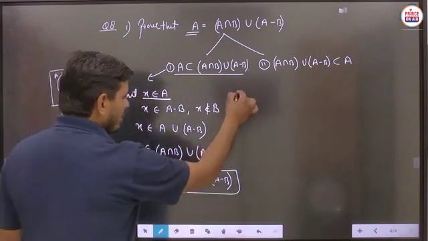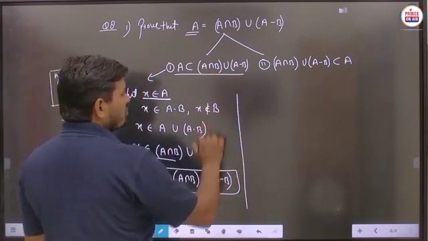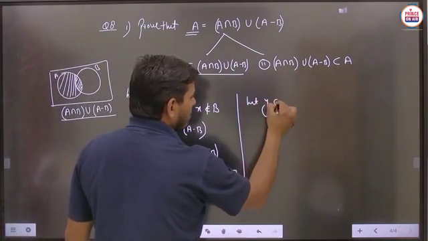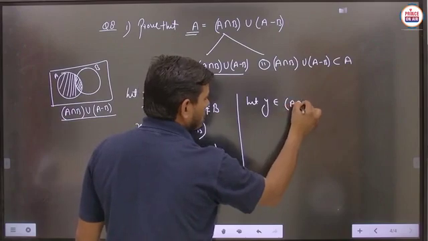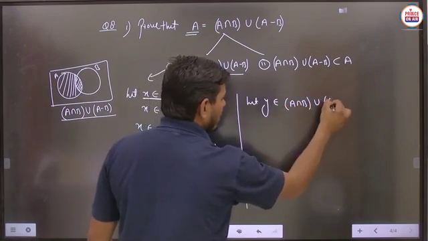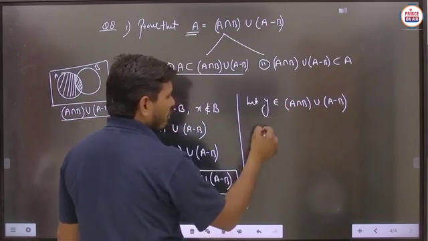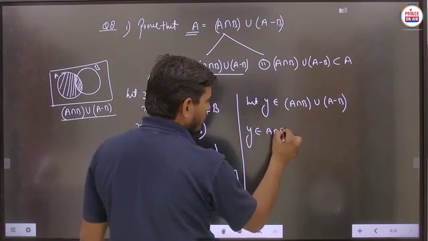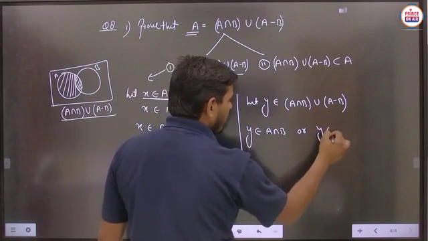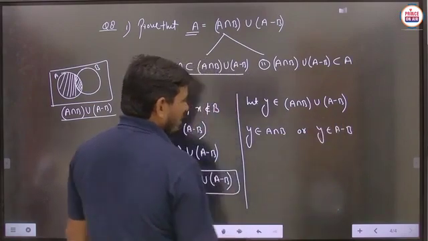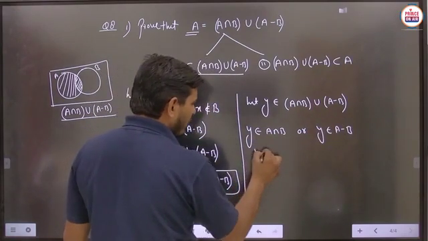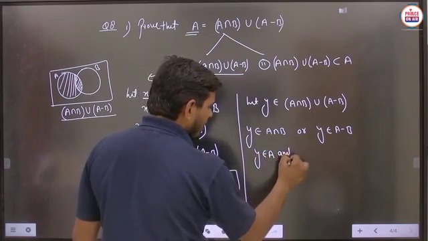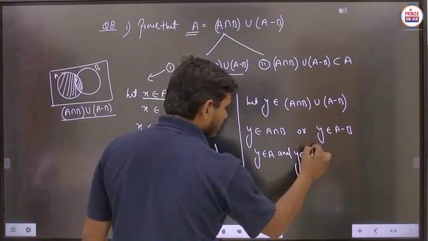Similarly the next part we are taking, this part is to be proved. Now we will take this part: let any element y belong to (A intersection B) union (A minus B). So on behalf of this condition, you can say that y belongs to A intersection B or y belongs to A minus B. In this case, you can say that y belongs to A as well as y also belongs to B. Is it to be clear?